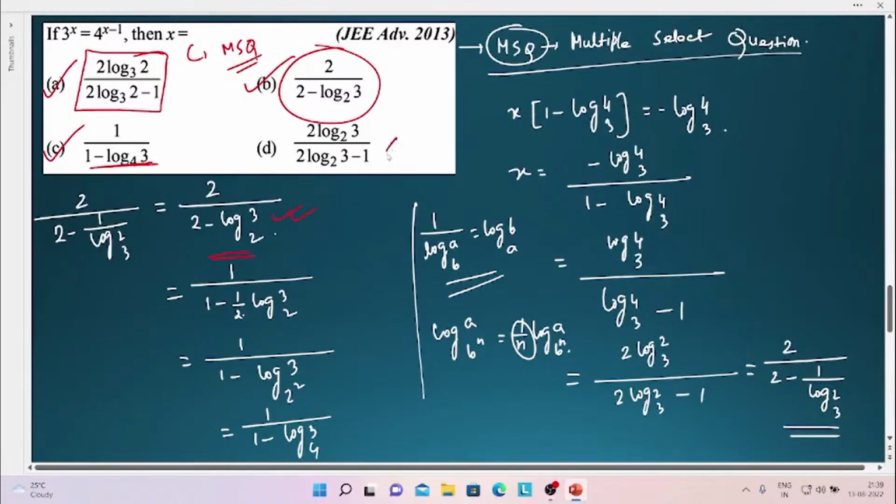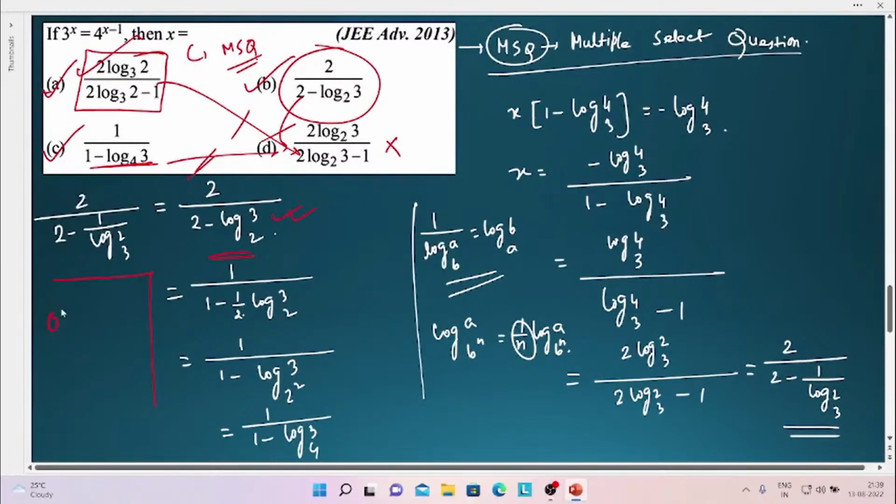Basically this option is not correct, because we got that particular option, not that one, and we cannot change that one to that one, that one to that one, that will not change, right? So option A, option B and option C are the correct options.